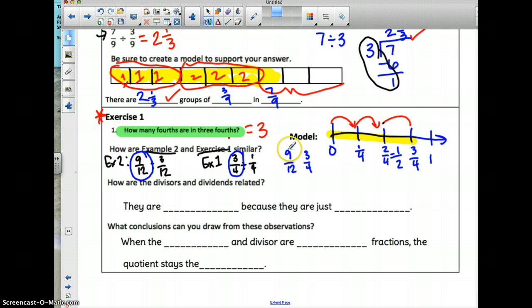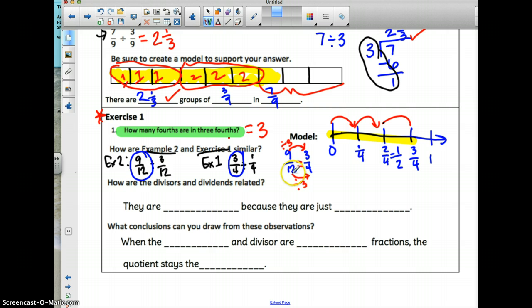Okay, what can we do to 9 to get to 3? We divide by 3, right? What did we do to 12 to get to 4? We divided by 3 also. Okay, so these are equivalent, not ratios, but fractions. These are equivalent fractions, and both of them are divided by 3. When both the numerator and the denominator are divided by the same number, that makes them equivalent.